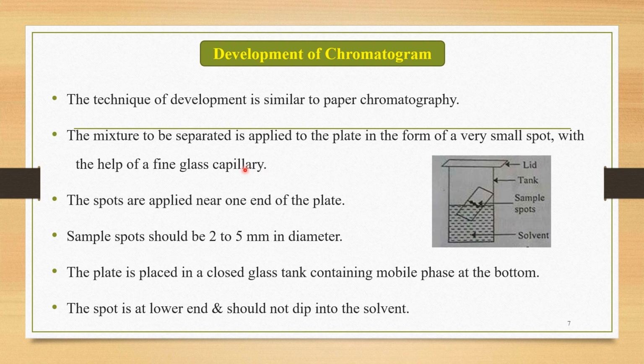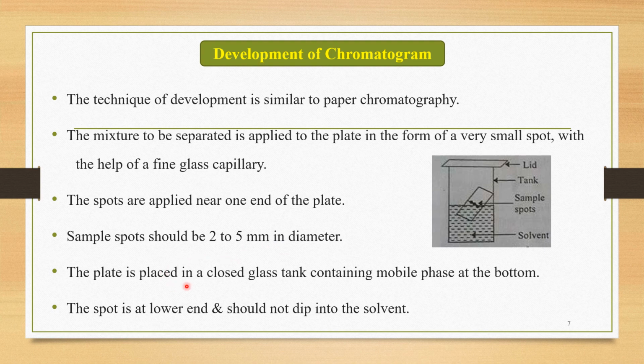So in this case, we have to take a glass plate, then form a very small spot with the help of a fine glass capillary on this particular glass plate. The spots are applied near one end of the plate. So we have to apply the spots of the mixture on one end of the plate. Sample spots should be 2 to 5 millimeter in diameter. So this is the range of sample spots.